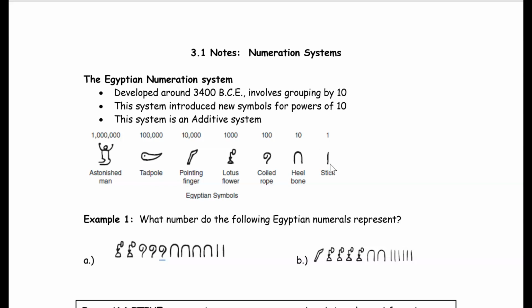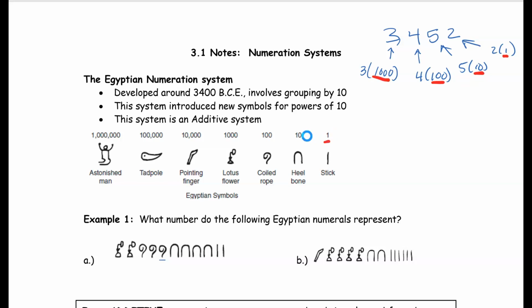So let's jump in. We're going to start with the Egyptian numeration system. It was developed around 3400 BCE. It involves grouping of 10, so it's similar to the base 10 system we use today. So for example, if I had the number 3,452, that represents 3,000. So this is the thousands place. So 3,000s. This represents 4 hundreds. We've got 5 tens and then 2 ones. So if you look at our place values, you've got the ones place, the tens place, the hundreds place, the thousands place. That's very similar.